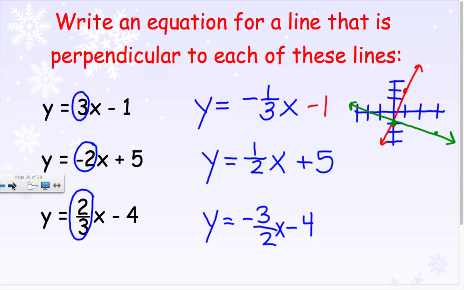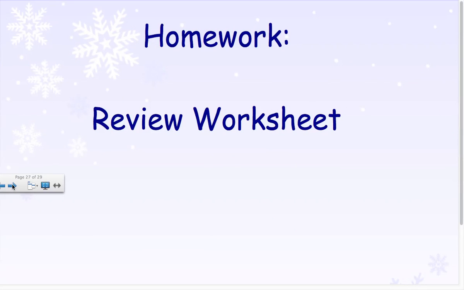The homework for this lesson is a review worksheet.